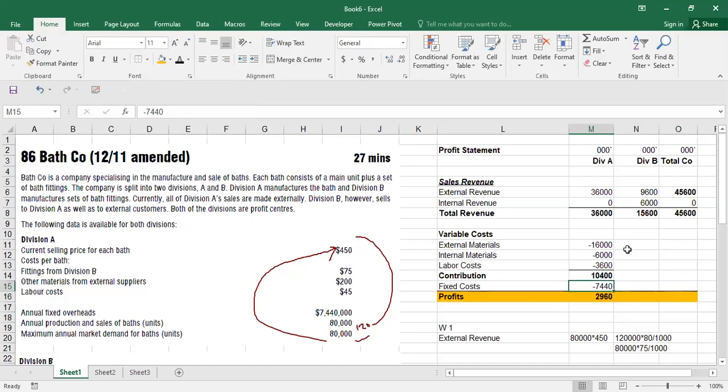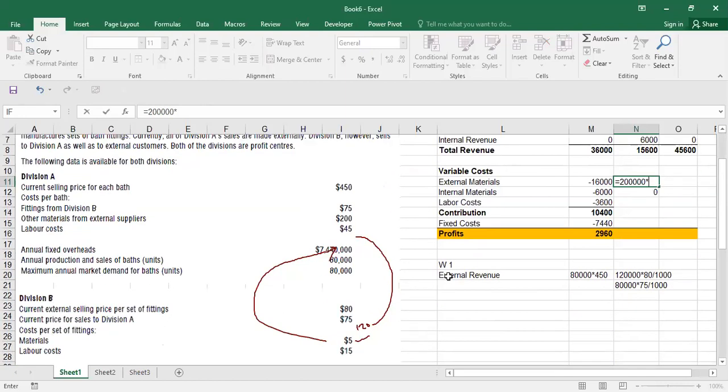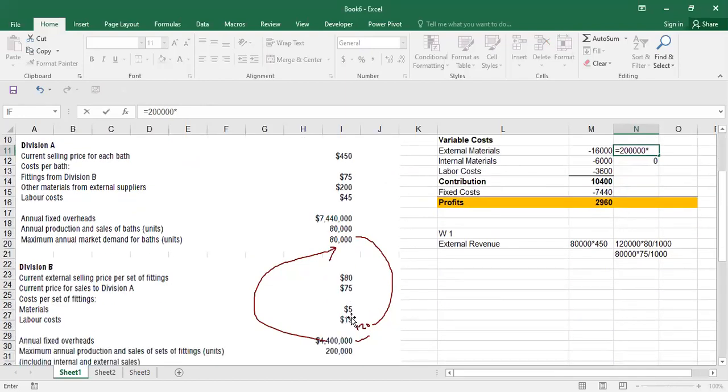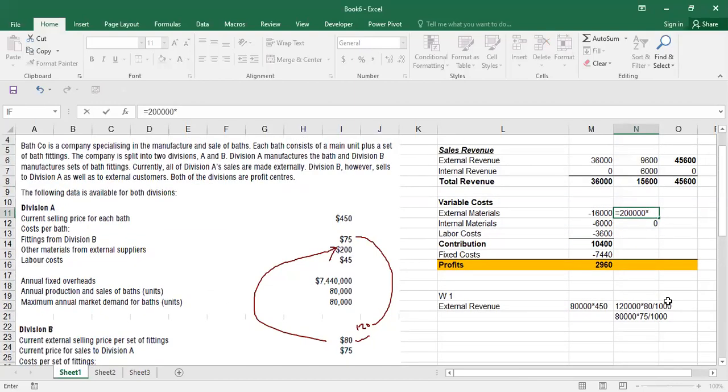Now, if you do division B, external materials. Division B is buying, all of the materials are external. Division B does not have any internal material, so I make it 0. They are producing 200,000, and for each unit they are buying from outside at $5, and their labor is $15. So I take 200,000 multiplied by 5 divided by 1,000. Then I would say that they have here their labor cost.